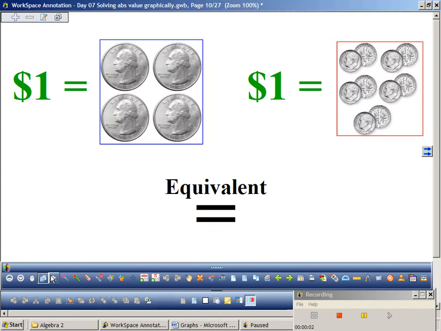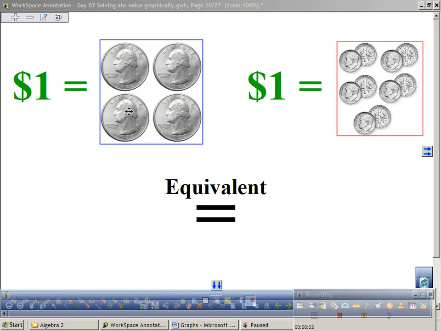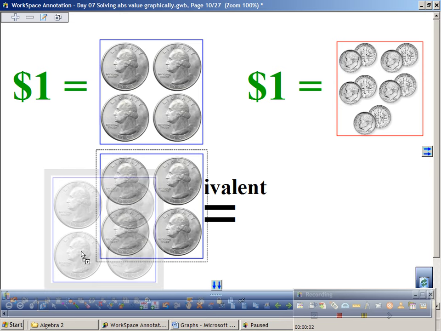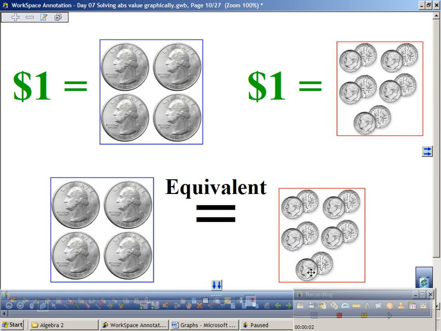Okay. All right, so this is a representation of a dollar. Does everybody agree that a dollar is equal to 4 quarters? This is a representation of a dollar. A dollar equals 10 dimes. Does everybody agree? So if this picture equals a dollar and this picture equals a dollar, couldn't you say that this picture is equivalent to this picture? Everybody agree?